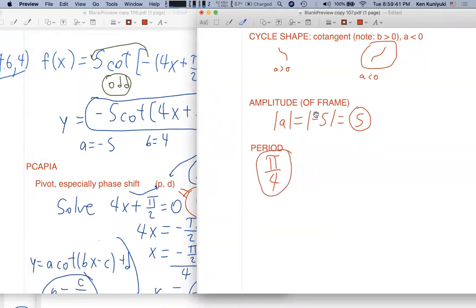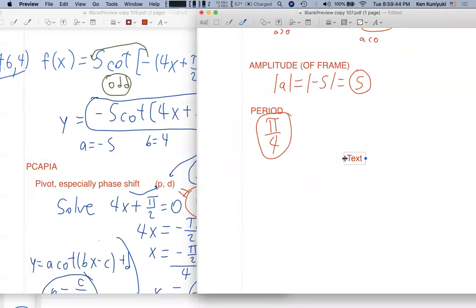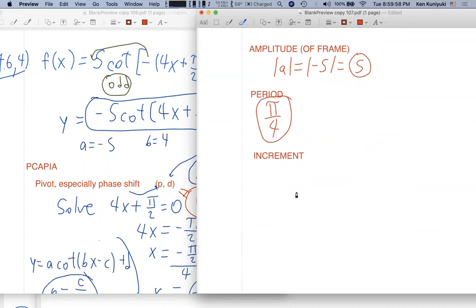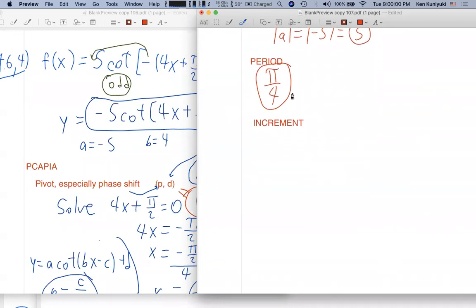But wait. We more practically use the increment, what I call the increment. Don't look that up on Wikipedia. It's a general idea of adding something, right? Increment's a word you don't see that often in a trig book. The increment is always what fraction of the period? It's always 1/4 of the period. Always, always, always. 1/4 of pi over 4 is pi over 16.